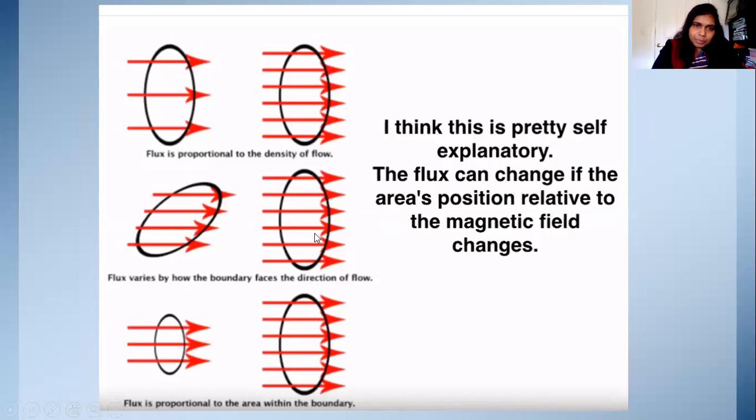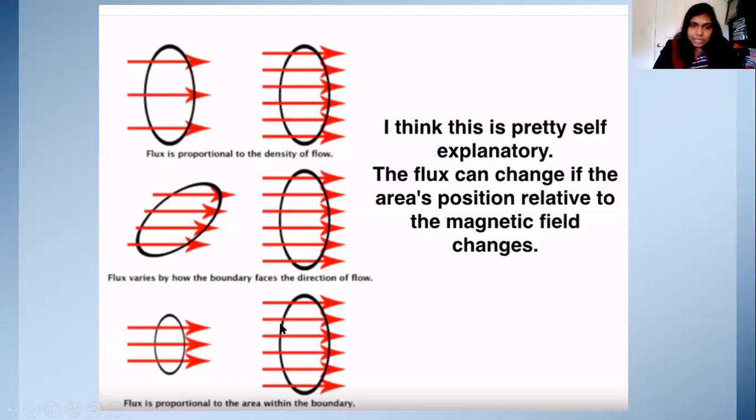Now let's look at the second row of pictures. In the second row, you see 2 pictures. The only difference is the angle the loop is creating with the magnetic field lines. This one is a little angled to the right side, but this one is straight, at 90 degrees with the magnetic field lines. So as you see here, the flux that goes through the boundaries of this loop is changing according to the angle.